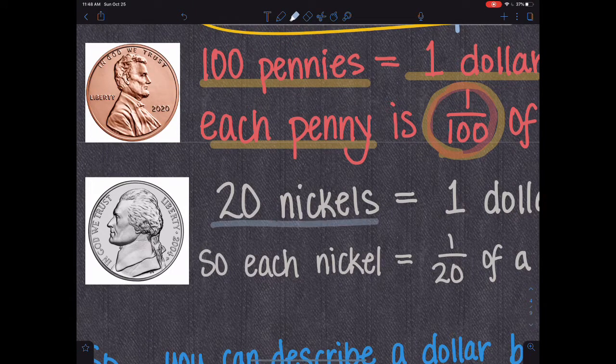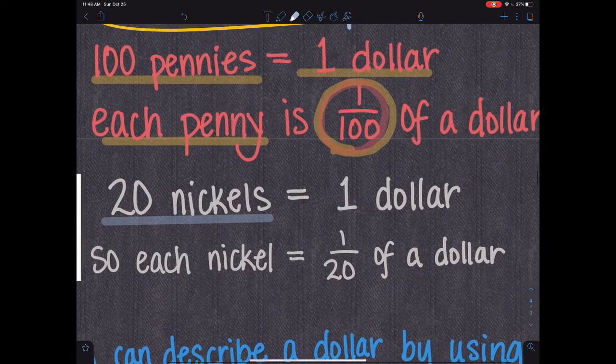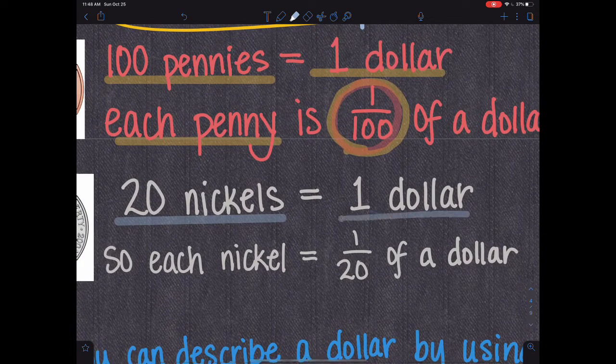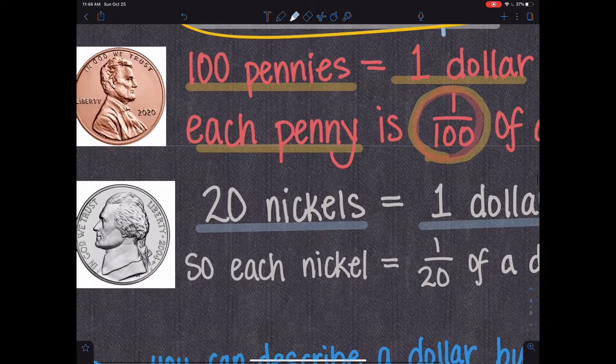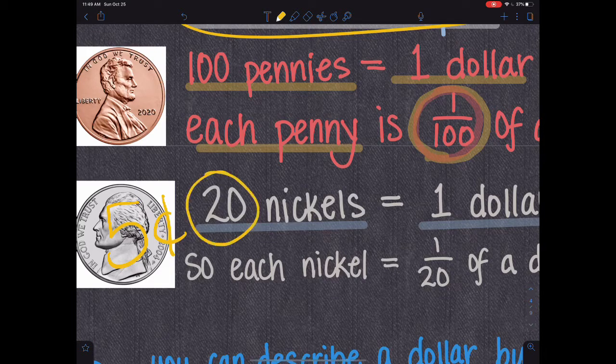20 nickels in a dollar. 20 nickels is equal to $1 because a nickel is worth 5 cents, right? 5 cents. So if you count 5, 10, 15, 20, how many nickels does it take to get to a dollar? It takes 20 nickels. So there are 20 nickels in $1.